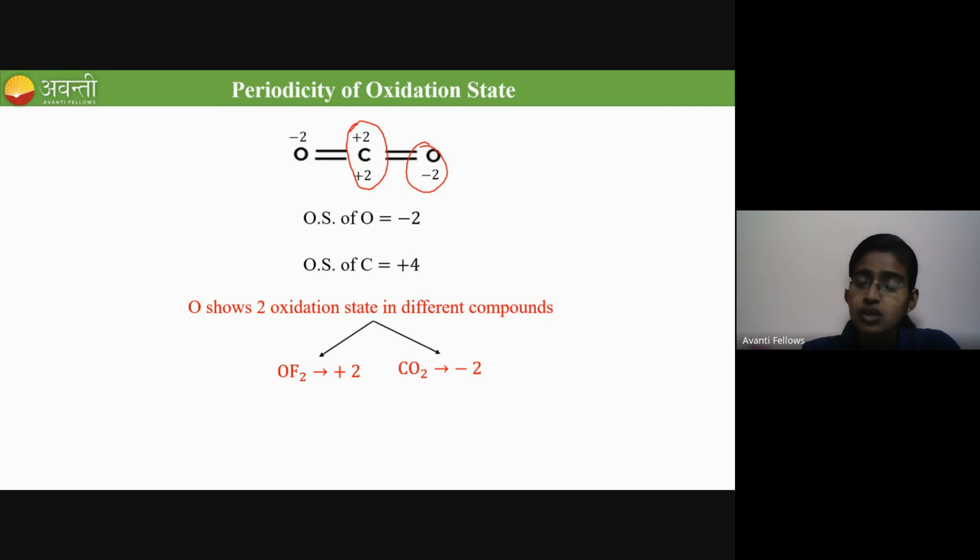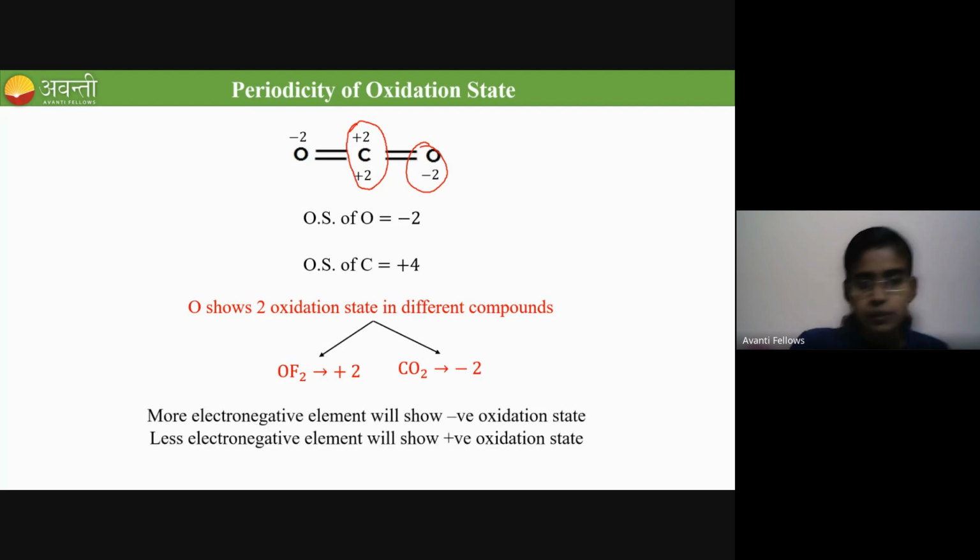So when oxygen will show +2 and when it will show -2 depends on the atom to which it is bonded. The more electronegative element will show the negative oxidation state. Here in carbon dioxide, oxygen is more electronegative than carbon. This is the electronegativity order, right? So oxygen has a negative oxidation number.